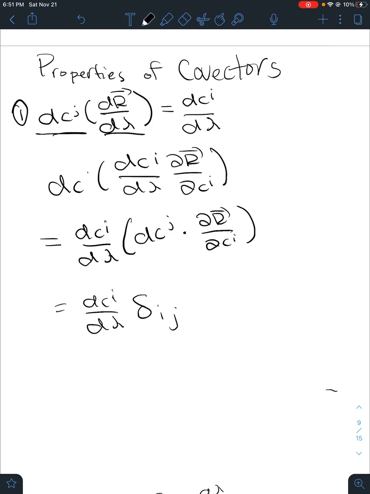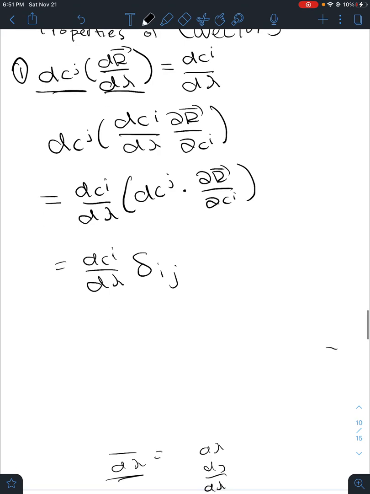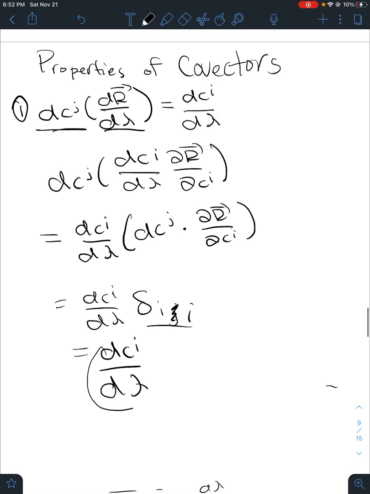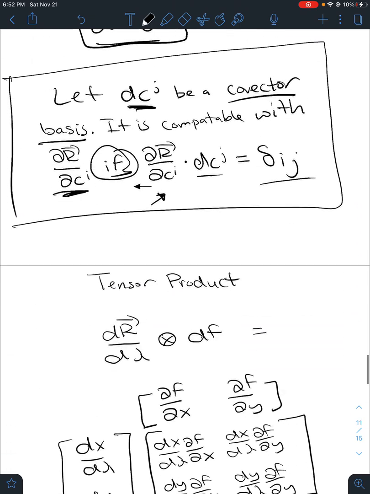This should be a J as well. Okay, yeah. And that gives us the Kronecker delta. Change our J to I, and we get DCI over D lambda. There's not even a J term here, which is the same thing as here. So it means that the dot product between the covector and the vector is just the sum of the product of the components of the respective elements. So that's it, five times fast.